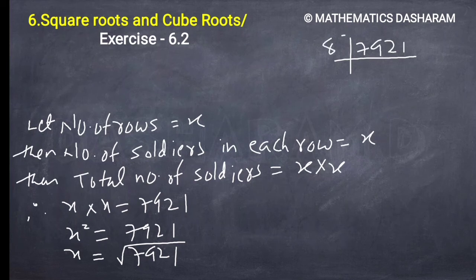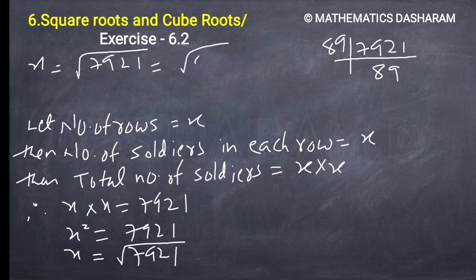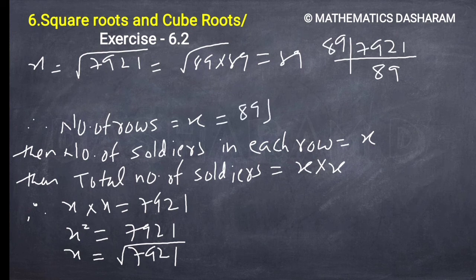So it is coming in 89 table. So 89 9s are 89. So x equals under root 7921 equals 89 into 89. It is equal to 89. So therefore the number of rows in an auditorium equals what? 89 rows.